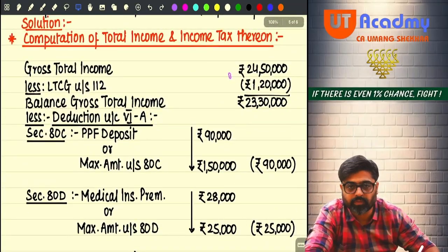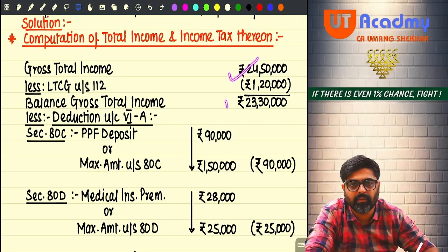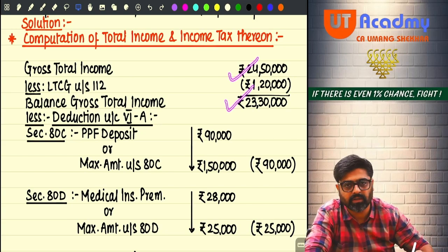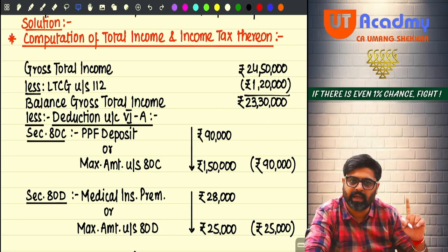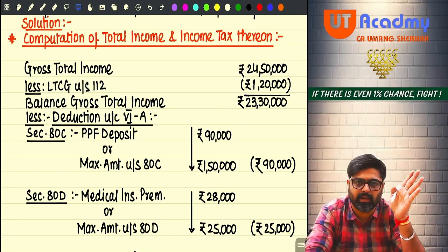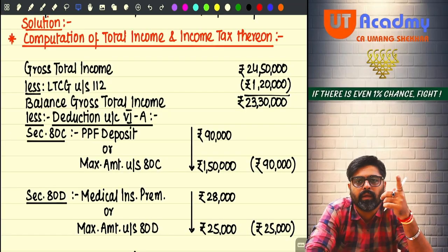Your total income was 24,50,000. Out of that I have reduced 1,20,000 because this is long term gain. From this you cannot take Chapter 6A deduction. Chapter 6A deduction you can take from your balance GTI only. So later on we will add that 1,20,000, but right now 1,20,000 is eliminated. Now balance GTI is 23,30,000.